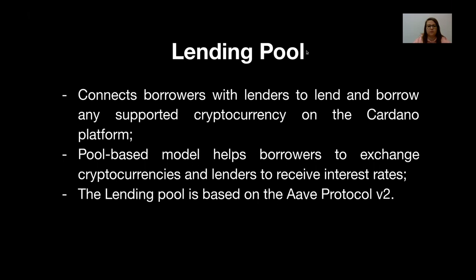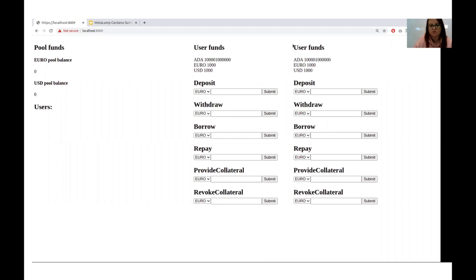Let's watch a demonstration of the lending pool. We prepared a simplified UI to interact with two wallets, Wallet 1 and Wallet 2, and show how the state of the lending pool will change. Firstly, let's look at the lender side. To lend, the user should deposit some amount of currency, let's say 500 USD tokens.